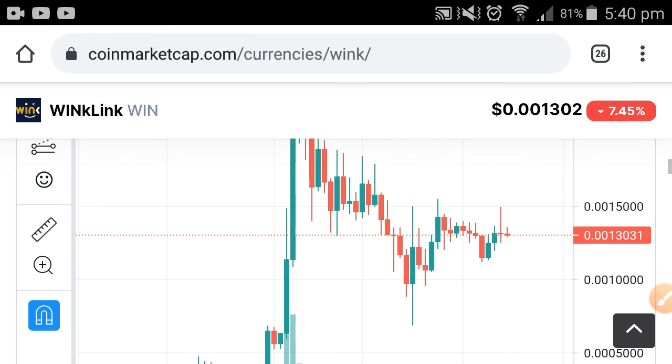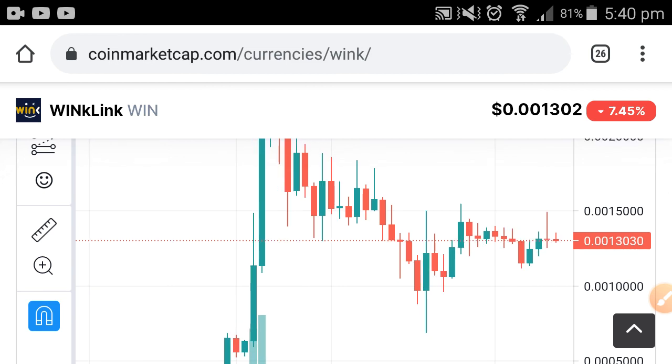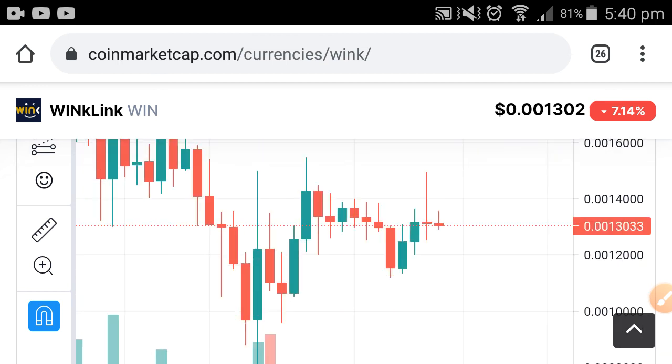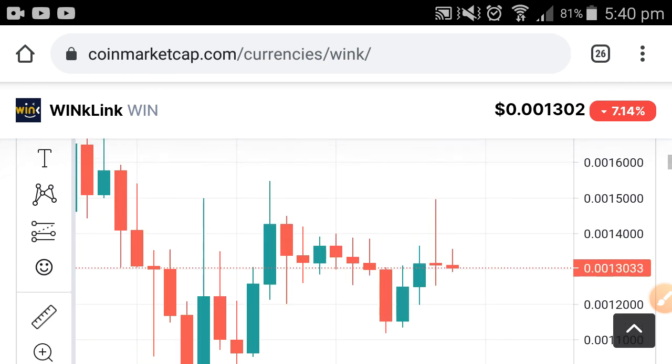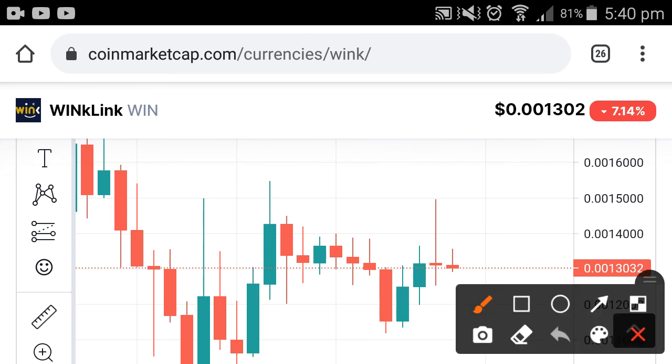So my friend, I hope in the upcoming times it moves up, because after a fall it takes a jump. Exactly, my friend, after a jump it falls down, and after a fall it takes a jump. So I think Winklink, after this fall, will also take a jump. Definitely the good time is coming soon, my friend, and after this fall it will take a very big jump. So holders, kindly don't sell it, hold it and wait for a good time.